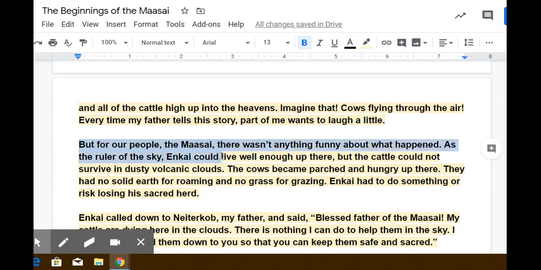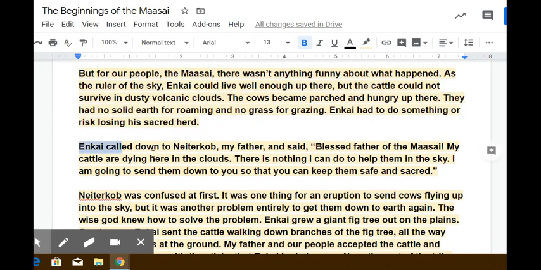As the ruler of the sky, Enkai could live well enough up there, but the cattle couldn't survive in dusty volcanic clouds. The cows became parched and hungry up there. They had no solid earth for roaming and no grass for grazing. Enkai had to do something or risk losing his sacred herd.